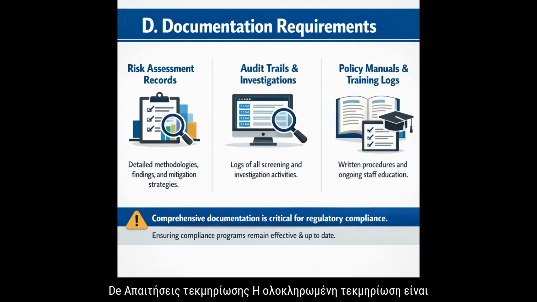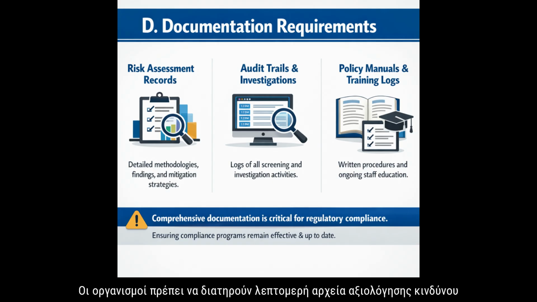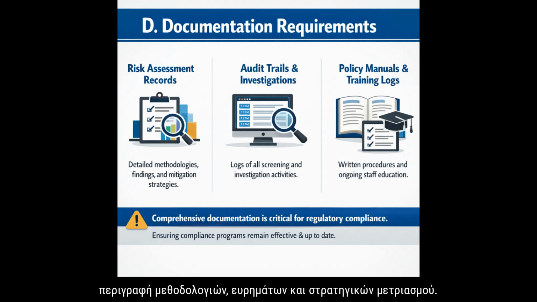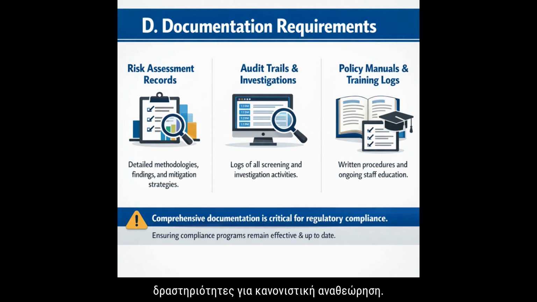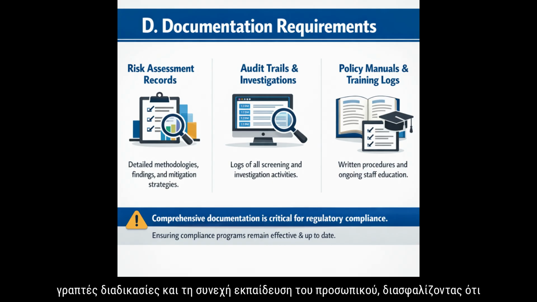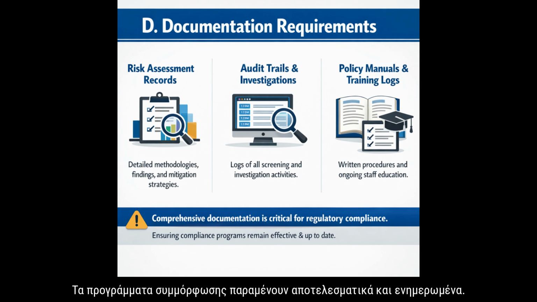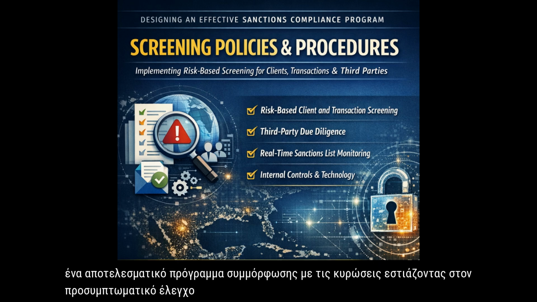Documentation requirements. Comprehensive documentation is critical for regulatory compliance. Organizations must maintain detailed risk assessment records outlining methodologies, findings, and mitigation strategies. Audit trails should capture all screening and investigation activities for regulatory review. Additionally, policy manuals and training logs must document written procedures and ongoing staff education, ensuring that compliance programs remain effective and up-to-date.